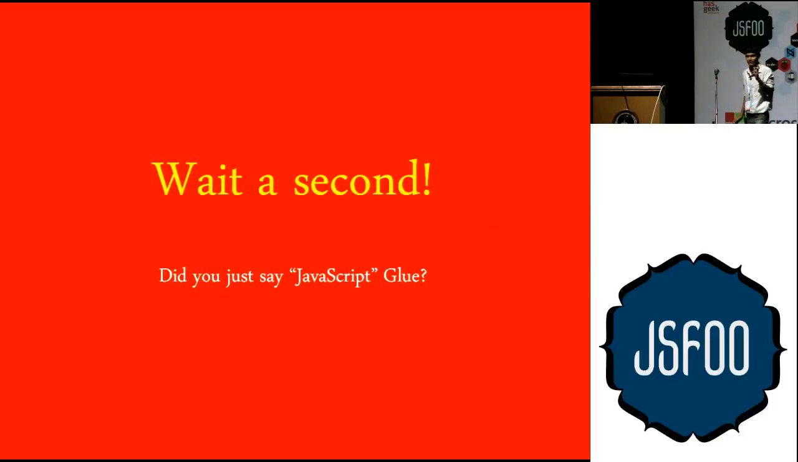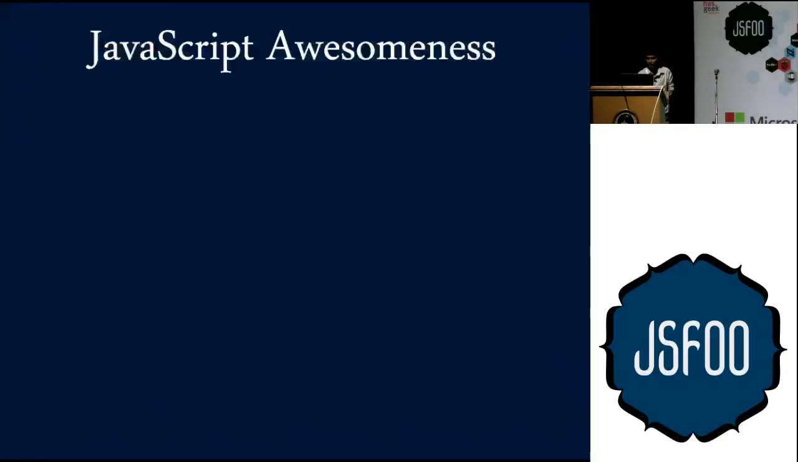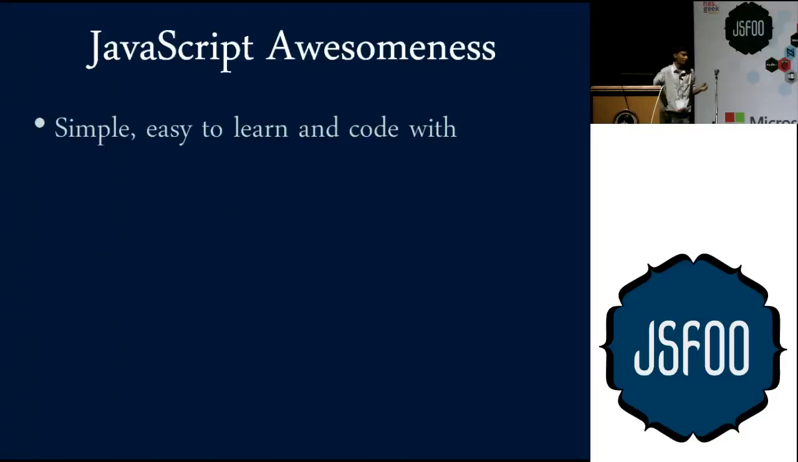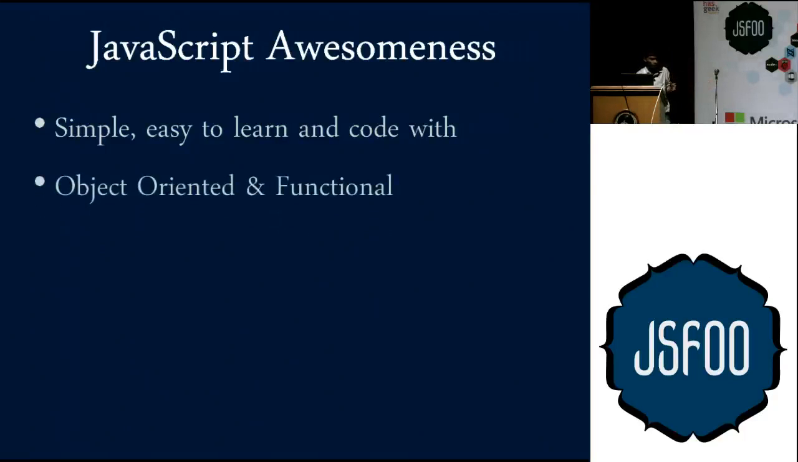Now, why did I say JavaScript? JavaScript is that nice and sweet language that everybody loves. We are all here because of JavaScript. Everybody knows JavaScript is simple, easy and easy to code with. It's object-oriented and functional. That's the one single reason that I love it. People don't use C anymore because it's not object-oriented. Object-oriented and functional language, that's why JavaScript.